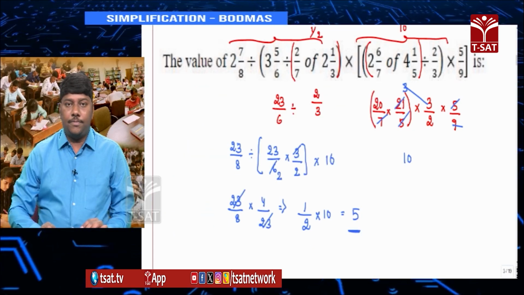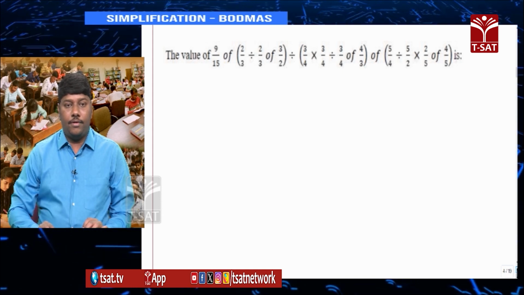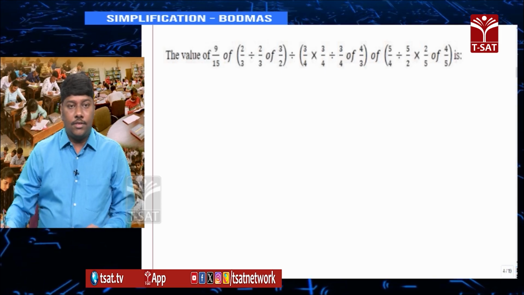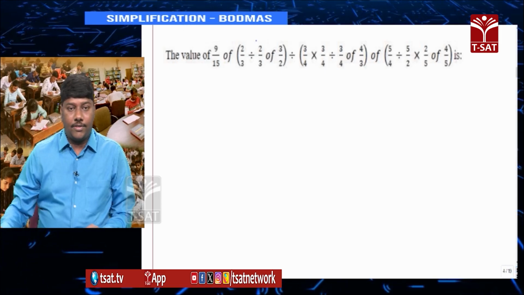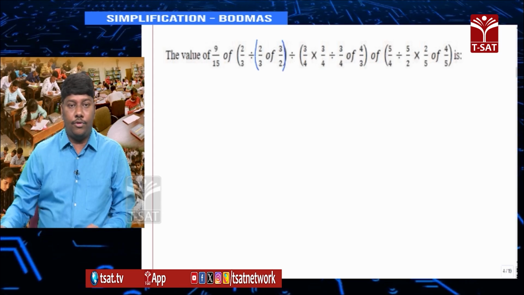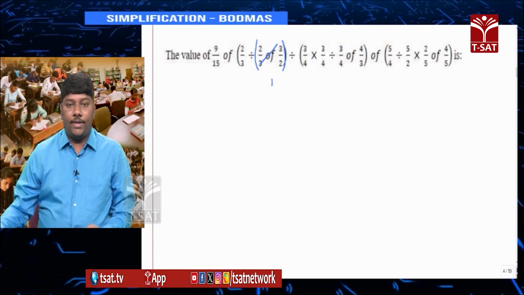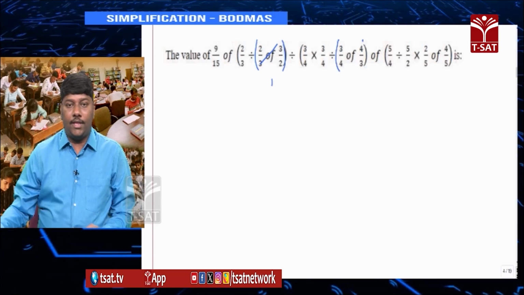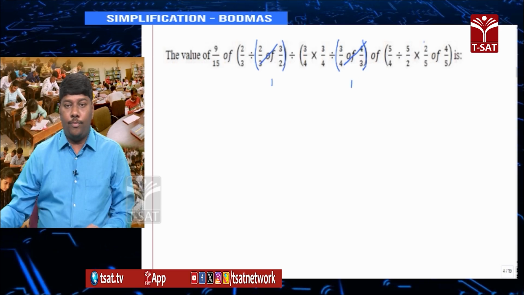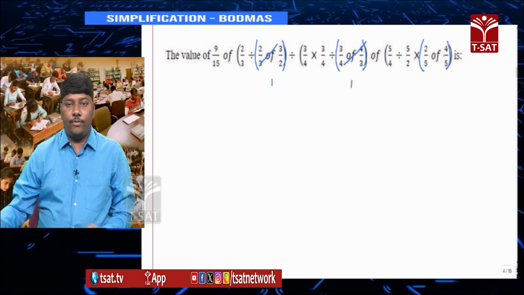Now, look at the next question. The value of 9 by 15 of bracket, then divided by, then again bracket, then of. So, give priority inside the braces. 2 by 3, 3 by 2. Simply I can say 3 by 2 into 2 by 3 is 1. So, I am cancelling it, it is simply 1. Then after 3 by 4, 4 by 3, this is also simply 1. Then after 2 by 5, of 4 by 5. So, it is 8 by 25.